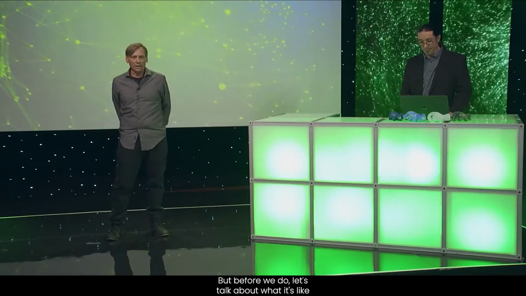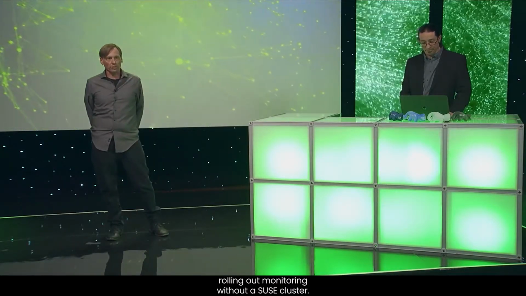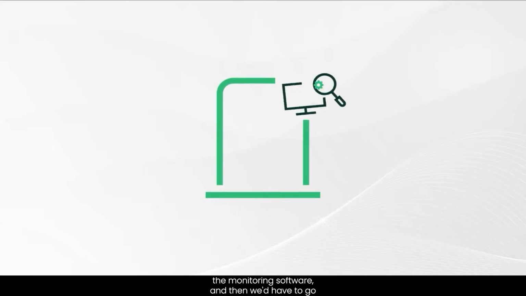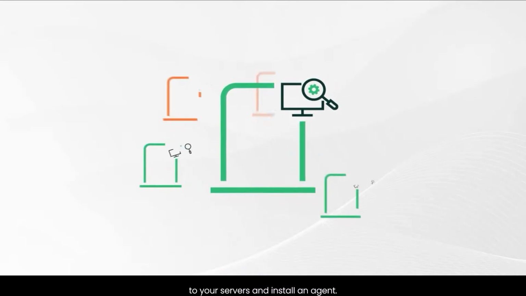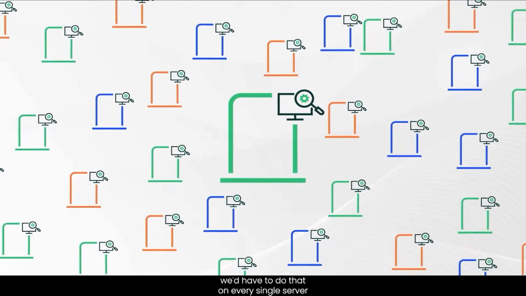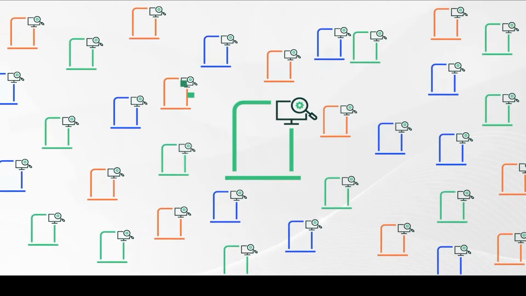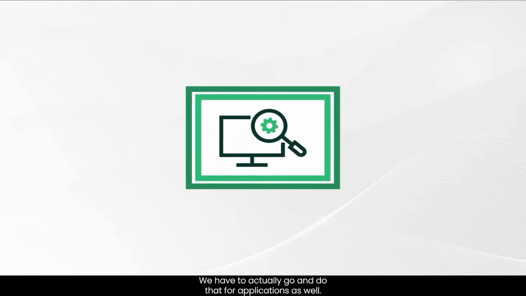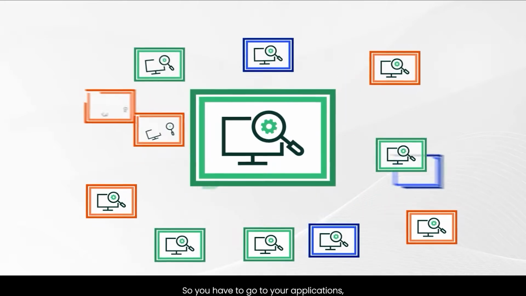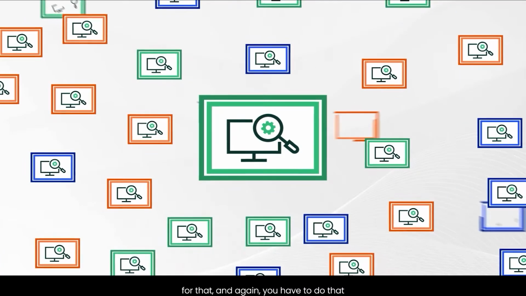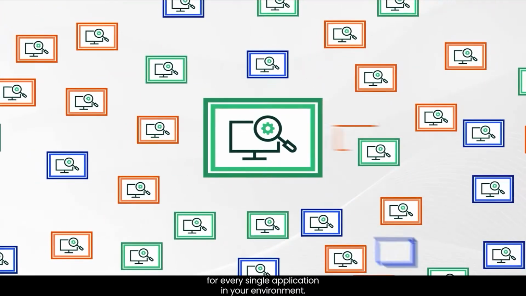But before we do, let's talk about what it's like rolling out monitoring without a SUSE cluster. In a classic environment, if we wanted to install monitoring, first we'd have to go install the monitoring software, and then we'd have to go to your servers and install an agent. And not just on one of your servers, we'd have to do that on every single server in your environment. And it's not only your servers that we have to do that with. We have to actually go and do that for applications as well. So you have to go to your applications, you have to install some sort of monitoring software for that. And again, you have to do that for every single application in your environment.